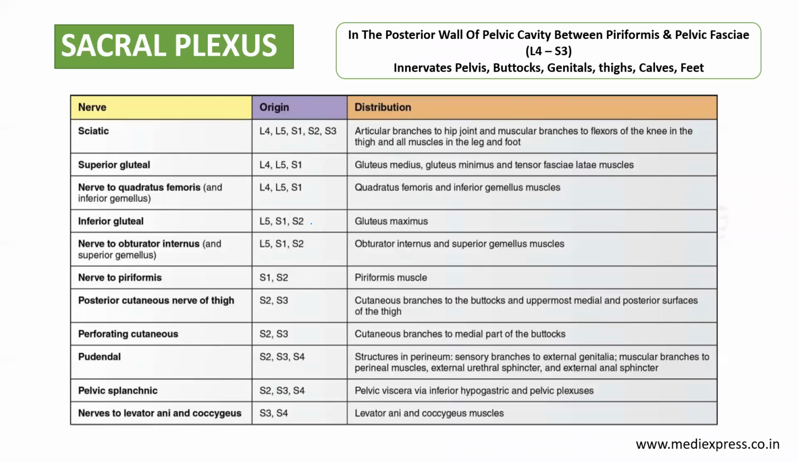Next one is the fibular nerve. The common fibular nerve has a root value similar to that of the sciatic nerve, that is L4 to S2. Not the same, S2 it is, not S3. S3 is involved in the formation of the tibial nerve.